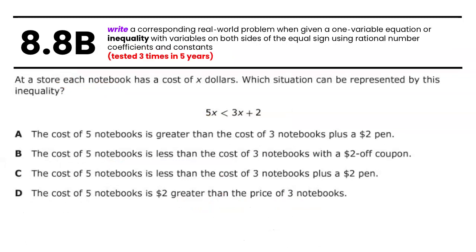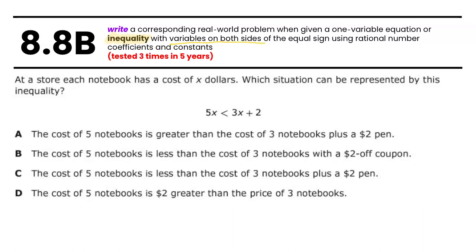For TEK 8.8b, students will have to write a word problem given a one variable equation or inequality. And again, we are focusing on inequalities since we already did this with equations. This is similar to a skill that students worked on in 7th grade where they had to write a corresponding real world problem for a two-step inequality. But the difference here is that now we have variables on both sides of the equal sign.